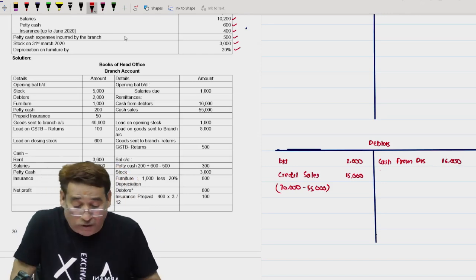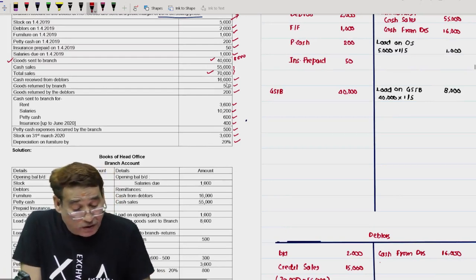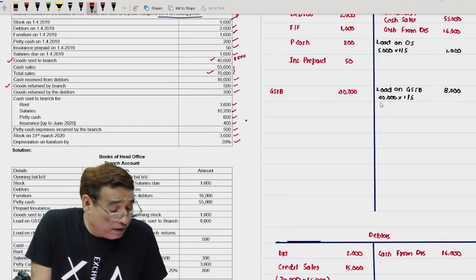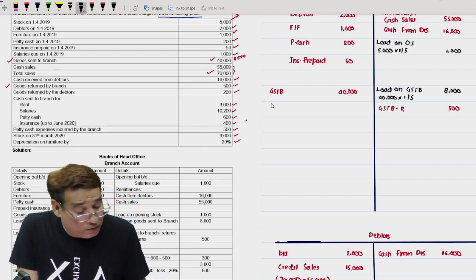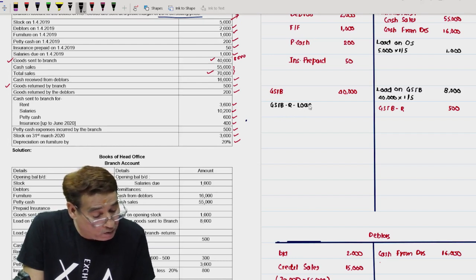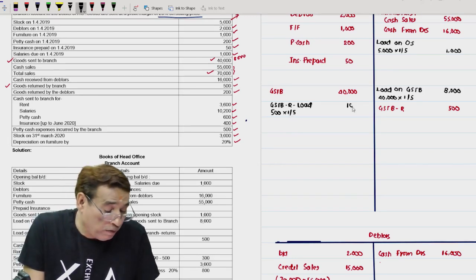Then we have been given in this particular question goods returned by branch. Goods returned by branch is actually 500. So I will write towards the credit side goods sent to branch returns, and returns amount is 500. I will take the loading also. I will write here goods sent to branch returns loading, 500 into 1/5. So 100 will be loading.